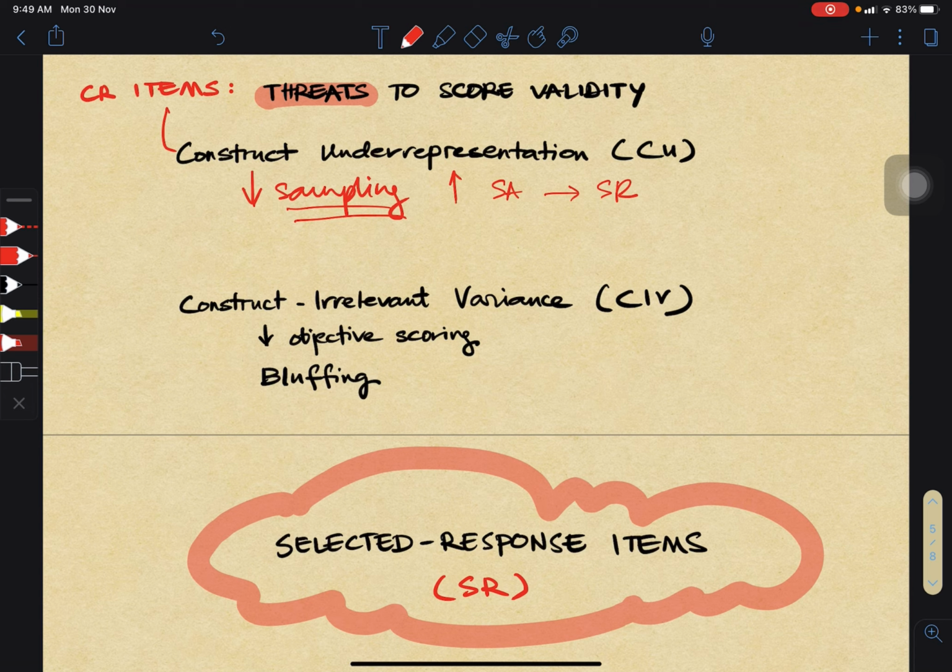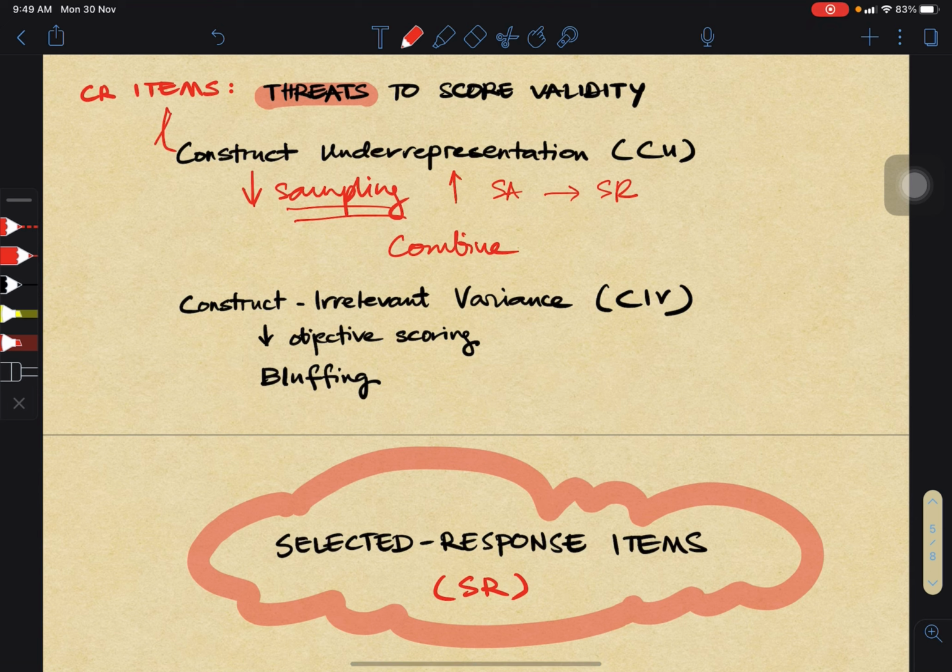Okay, so sampling is one threat to score validity if you use CR formats. So it's always a matter of balance between use and limitations. And don't forget, one of the best solutions is to combine formats. So you have some essay questions, some perhaps objective questions. This needs to be carefully thought out so that you can have the best of all worlds, right?